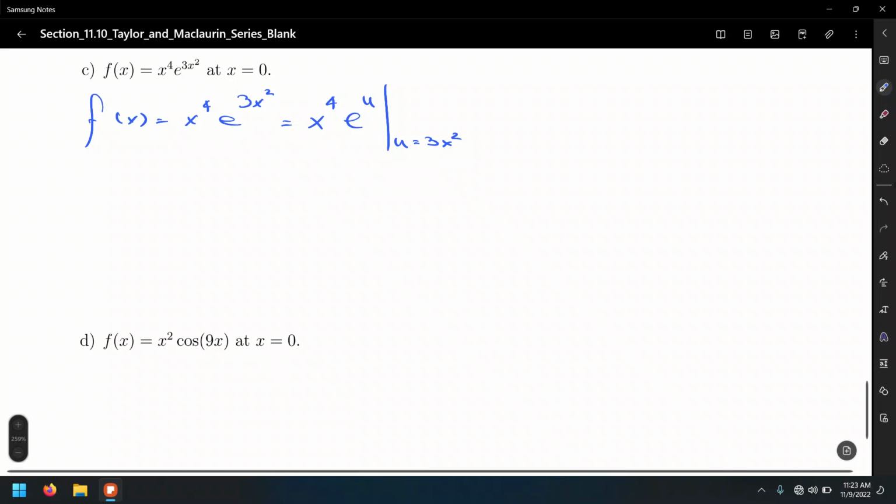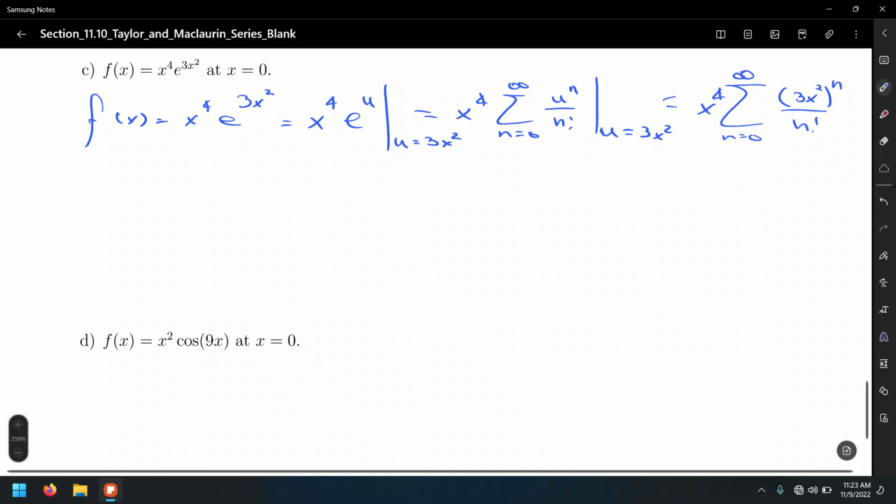And well, what do we have? e to the u, x to the 4th, sigma n equals 0 to infinity, u to the n over n factorial, where u equals 3x squared. And all we do is back substitute. x to the 4th, sigma n equals 0 to infinity, 3x squared to the n power over n factorial.